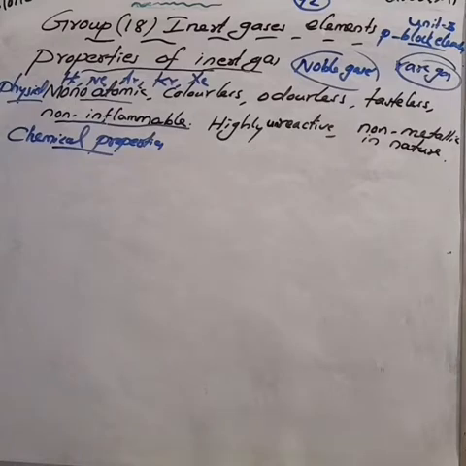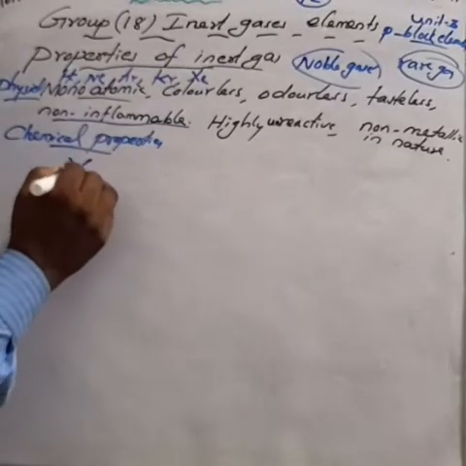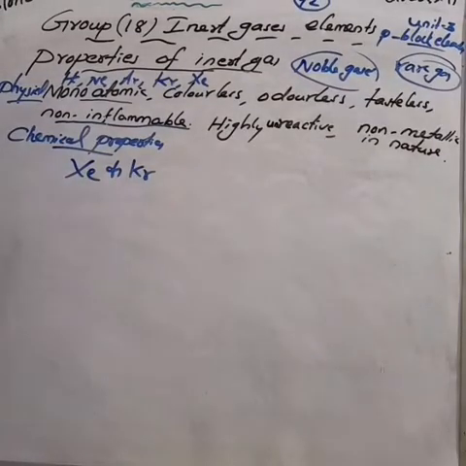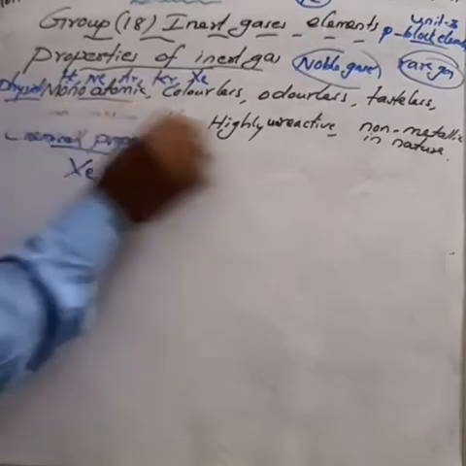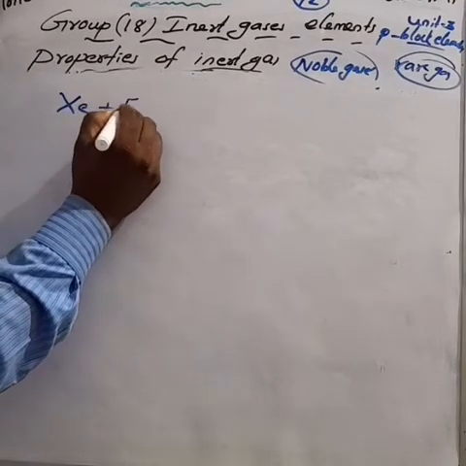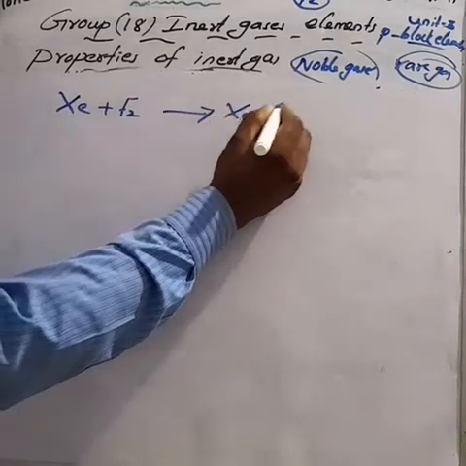What about the chemical properties? We can discuss the chemical properties. Out of neon, argon, krypton, xenon and radon, only xenon and krypton show some chemical reactivity. That is xenon fluoride. We can prepare xenon fluoride by the reaction of xenon with fluorine. We get xenon fluorides under different conditions.